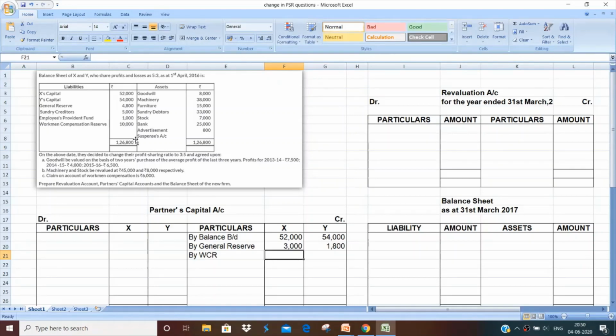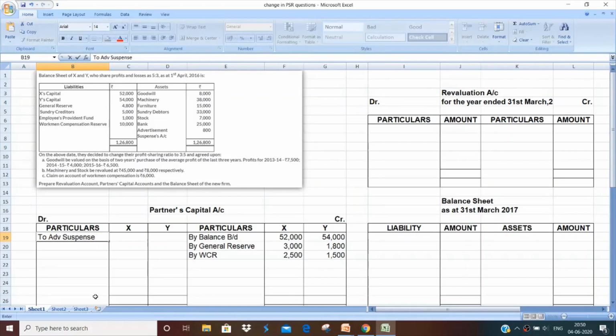Now regarding workmen compensation reserve, if the adjustment was not given, then the full 10,000 would have been distributed. But since the adjustment is given regarding workmen compensation, the claim is how much? 6,000. The workmen compensation reserve is 10. So 10 minus 6, what is left? We are left with 4,000, and that 4,000 can be distributed between the partners in the old ratio, which amounts to 2,500 and 1,500. So workmen compensation reserve is also distributed. Next, from the balance sheet only, we can see advertisement suspense. Since it is given on the asset side, it will be mentioned on the debit side. So to advertisement suspense account.